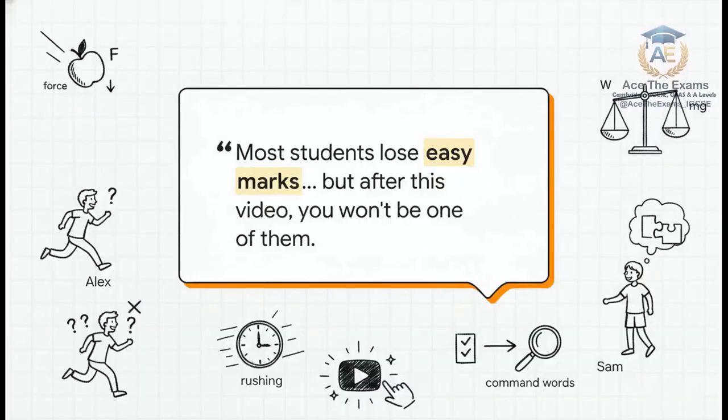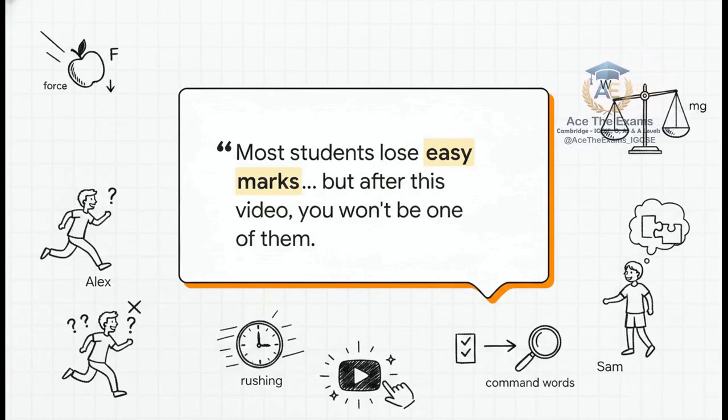I want you to really absorb this quote. A senior Cambridge examiner recently noted, and I quote, "Most students lose easy marks on Newton's laws of motion, specifically F equals ma and weight W equals mg. But after this explainer, you won't be one of them." It's incredibly ironic, isn't it?